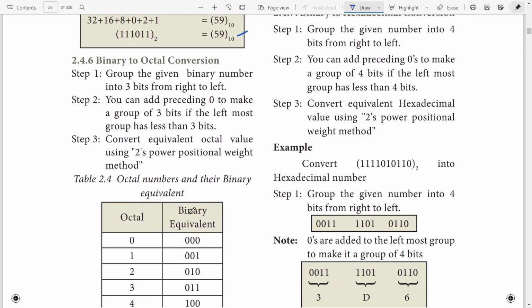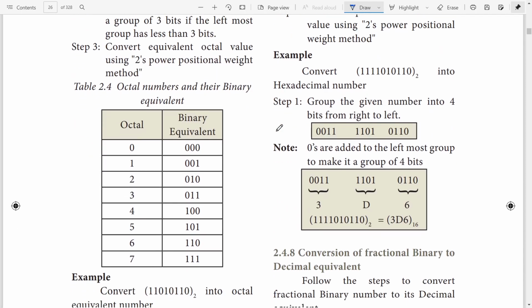Binary to octal. So zeros and ones to base 8 value. Group the given binary number into 3 bits from right to left. You can add preceding 0s to make a group of 3 bits if the leftmost group has less than 3 bits. Then convert to the equivalent octal value using the powers of 2 positional method: 1, 2, 4.